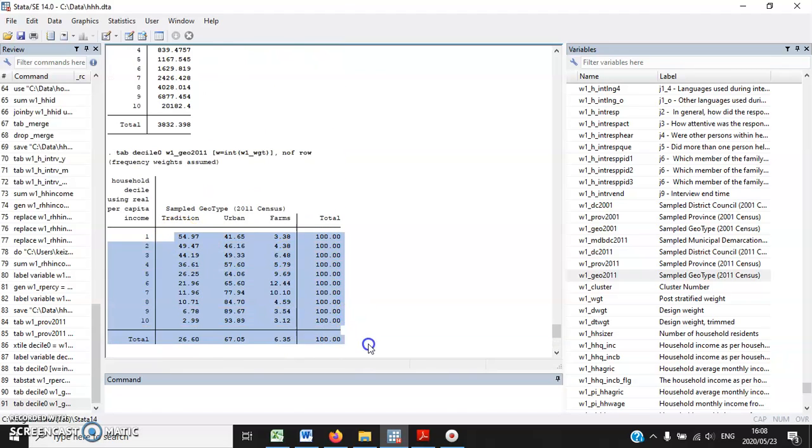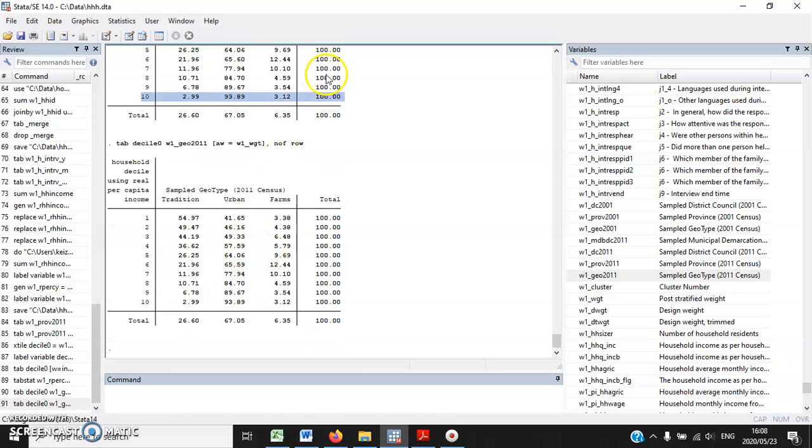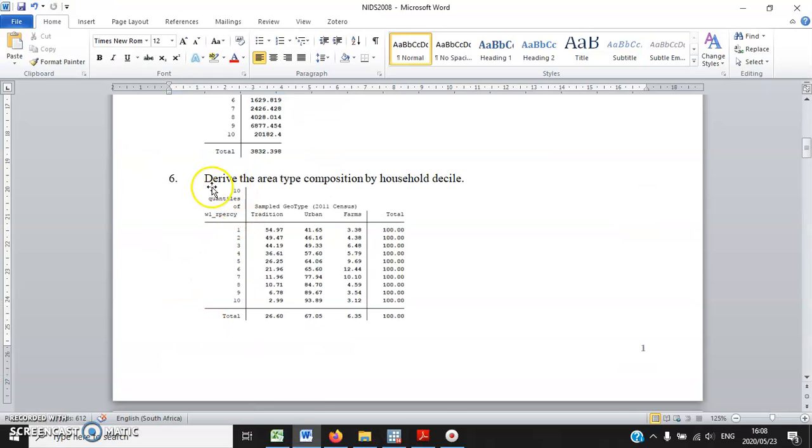Okay, so this is the result. Look at the richest decile: 94% come from urban areas. It's not surprising. So we finish question 6, area type composition by household decile.